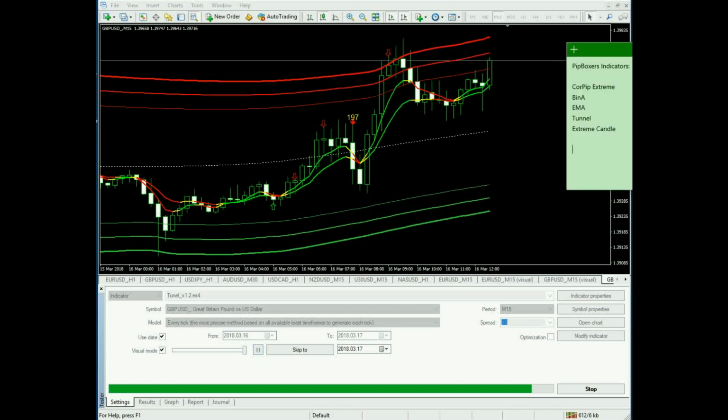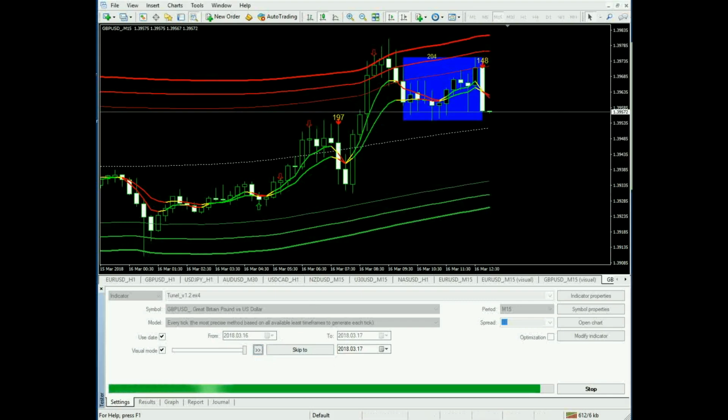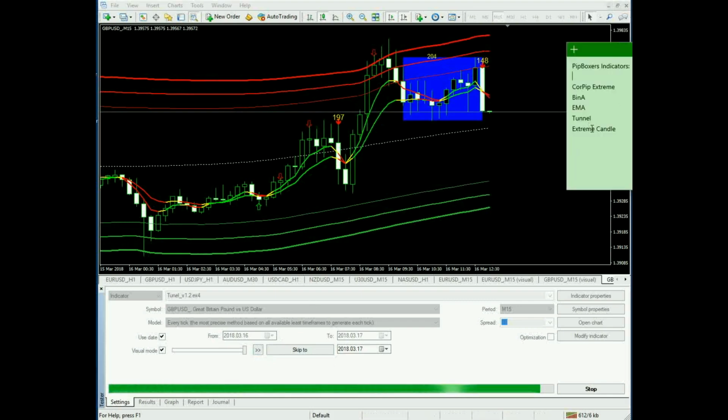And we are using these 5 indicators: the extreme, the 3 bands, BNA, it means the arrows, and EMA, it's the two EMAs. Okay, so what we see right now: EMAs, tunnel and extreme candle. So this is the extreme candle. The extreme candle is working together with the extreme indicator.